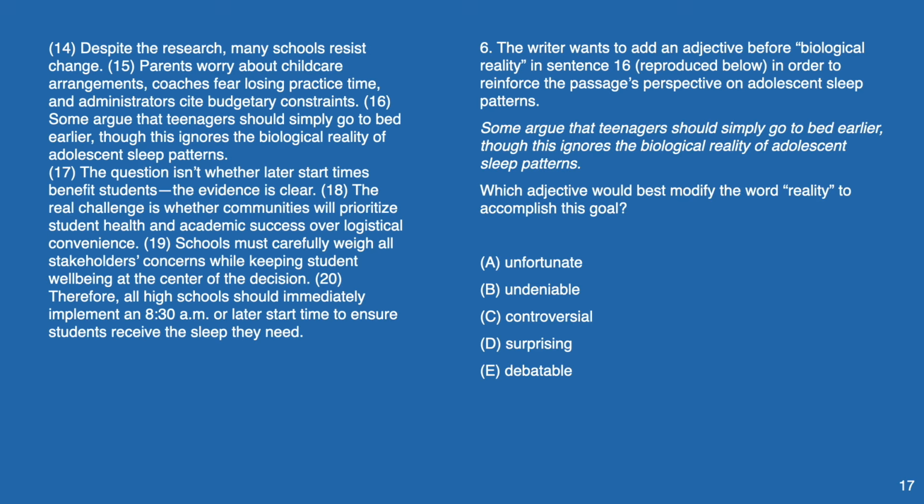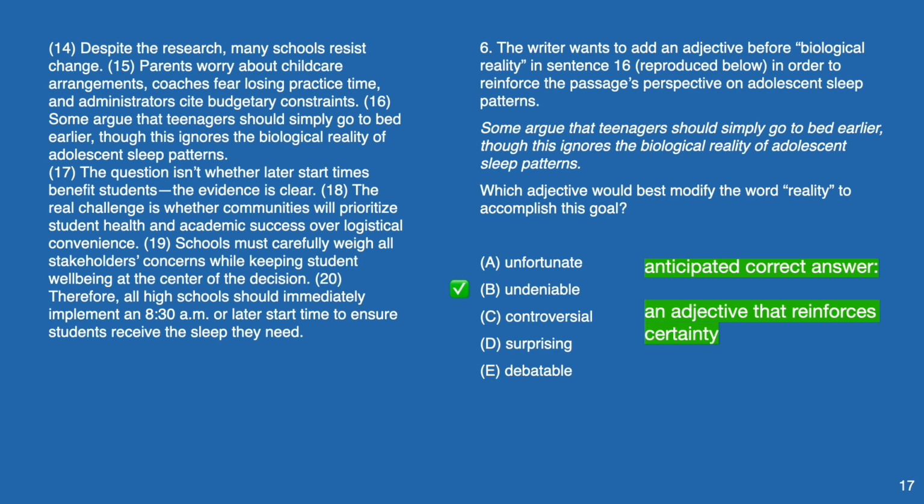Great, let's look at question 6. I'll give you 25 seconds. You don't need to pause the video. The passage's perspective is that biology determines teen sleep patterns, and this is settled science, not up for debate. So I need an adjective that reinforces certainty. Choice B, undeniable, does exactly that. Undeniable biological reality tells the reader, this is a fact, you cannot argue with it.